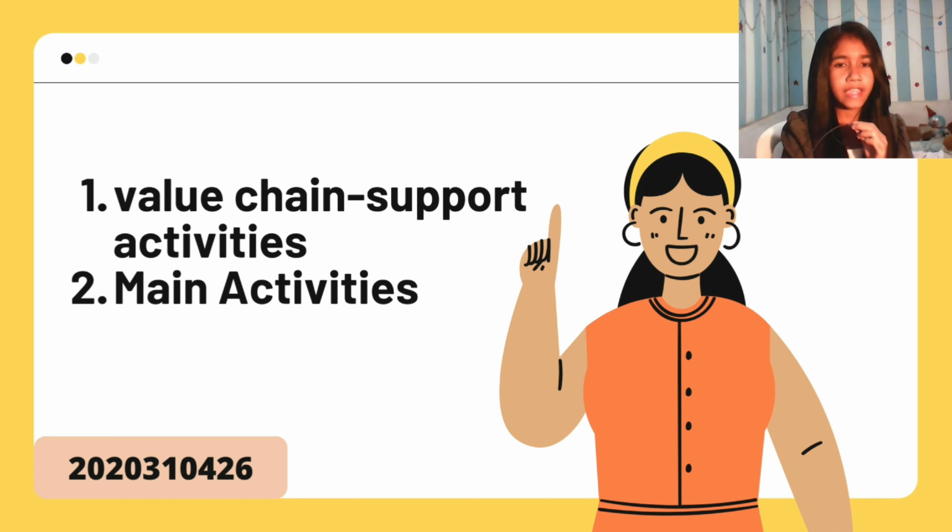4. Marketing and sales are activities to help customers buy goods or service. Advertising is one example of marketing and sales activities. And 5. Service is an activity that provides after-sale service to customers. An example is repair and maintenance service. Next.